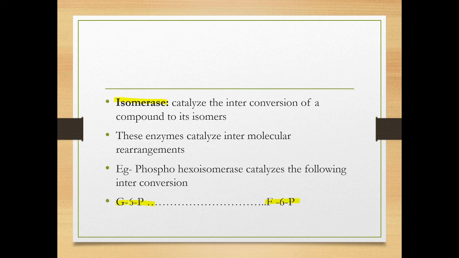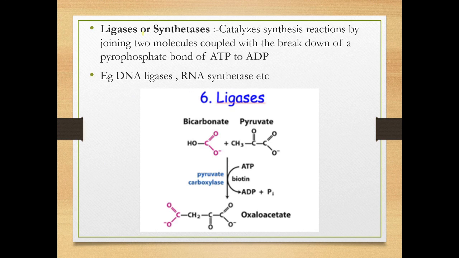Glucose is a 6-carbon compound, and fructose is also a 6-carbon compound. So their structures are a little bit rearranged. So this is called an isomerase. And the last one is called ligases or synthetases. They link. Ligases means what?